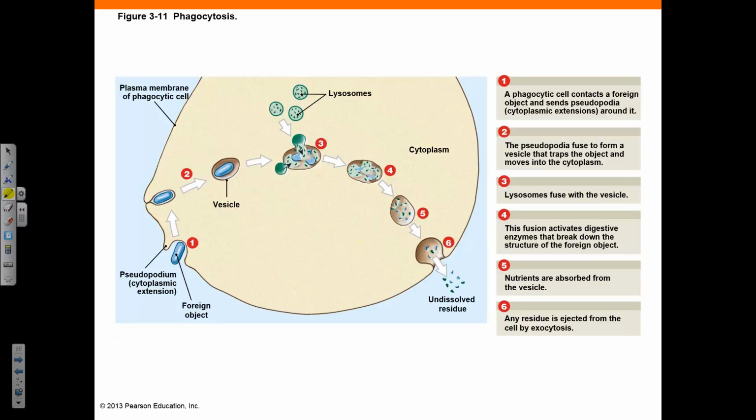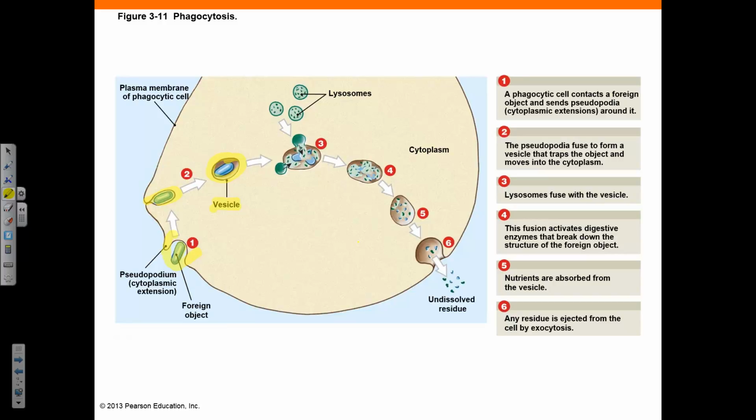In the process of phagocytosis, again, you can think of that as cell eating, a foreign object is surrounded by extensions of the cytoplasm known as pseudopodia. The pseudopodia connect and fuse, creating a vesicle around a foreign object. So here we have a foreign object on the outside of a phagocytic cell. These pseudopodia are going to come and form around that foreign object, eventually closing off and creating a vesicle, seen here. That is what is brought into the cell.